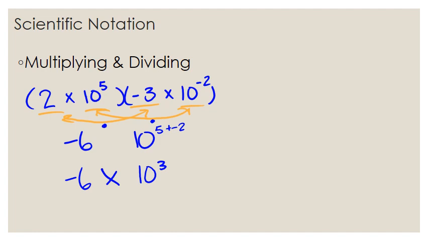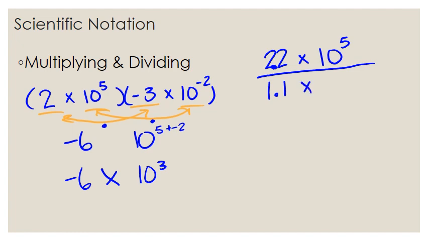All right, let's take a look at a dividing one. Let's say I end up with, I'm going to just make one up here. I'm going to say 22 times 10 to the 5th. Oh, wait, I can't have 22. I'm going to do 2.2. And I divide by, let's say 1.1 times 10 to the 7th. Let's do something like that.